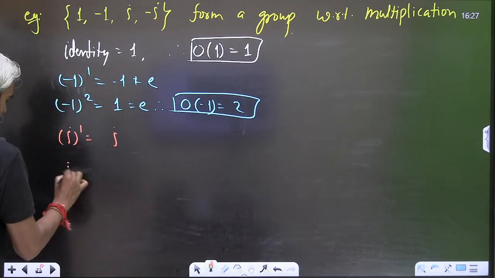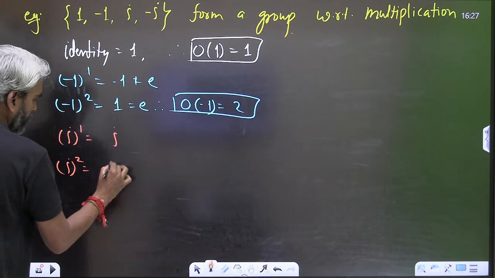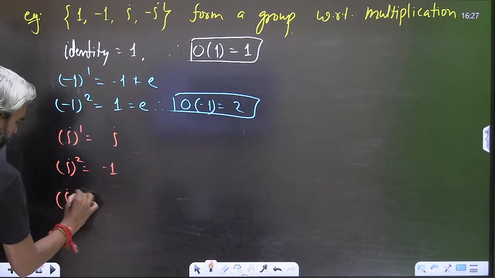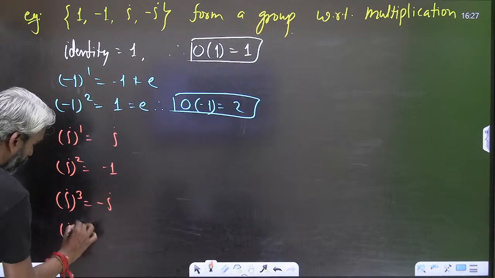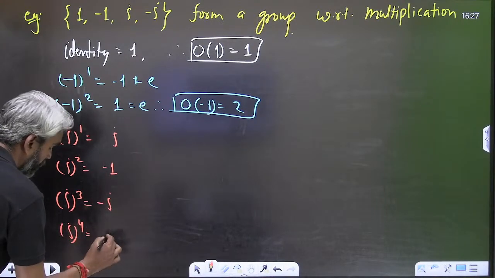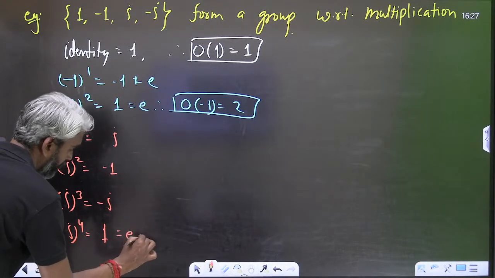Iota only. Iota square is what, sir? Minus 1. Sir, iota cube will be nothing but iota square into iota, that is minus of iota. Sir, iota raised power 4 will be iota square into iota square, that is minus 1 into minus 1, that is 1, which is the identity element.